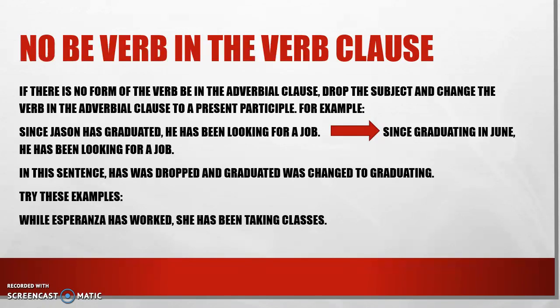Now there's only one example for this one. It says try these, but there's only one example. While Esperanza has worked, she has been taking classes. Try that in the chat box. So in this sentence, the subject Esperanza is dropped, and so is the verb has, leaving us with, while working, she has been taking classes.